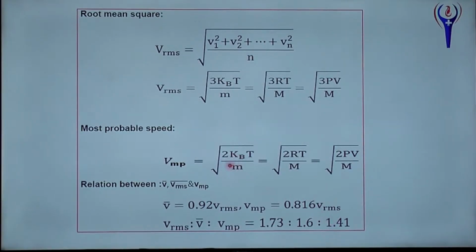The other things are getting cancelled. kT by M or whatever will be getting cancelled, and only root 2, root 3, root 8 by pi will be existing. On simplifying, we are getting these things. Noted?